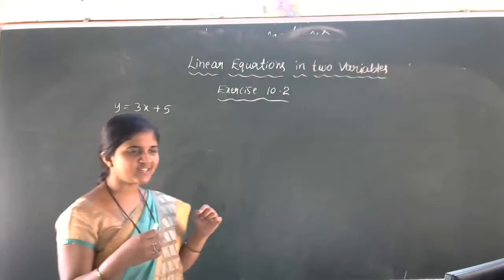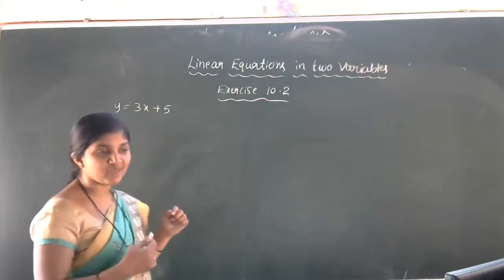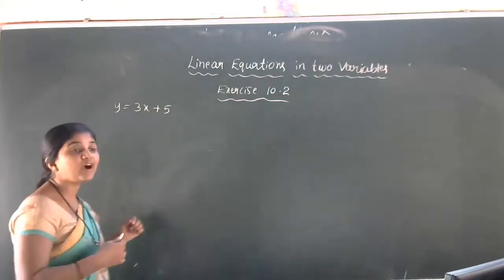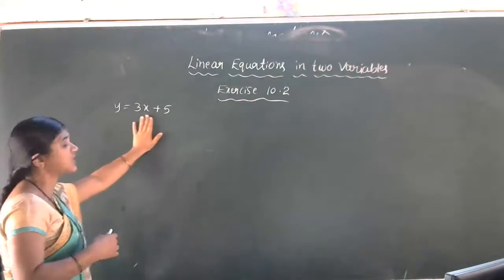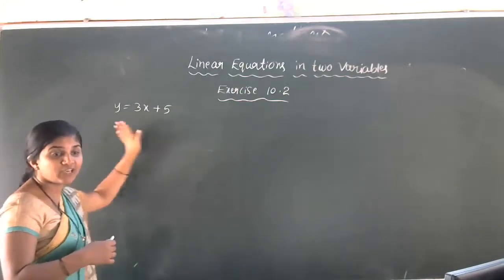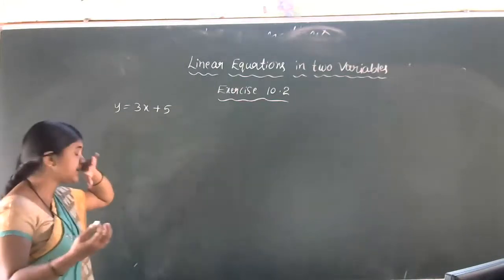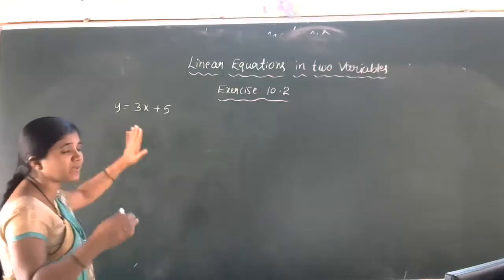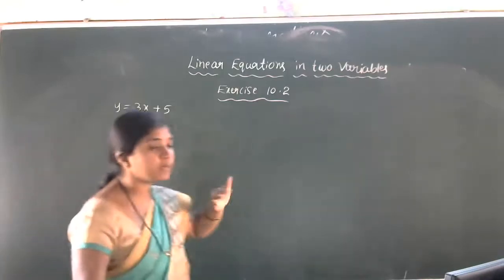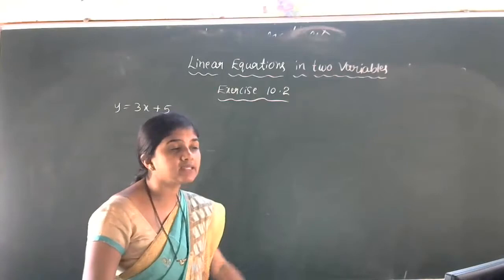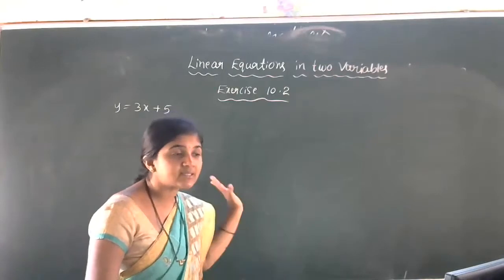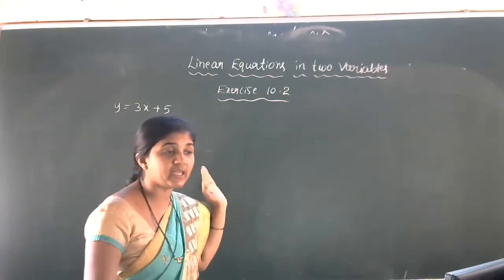Yes, all are sending the message that there are infinitely many solutions. Y is equal to 3x plus 5. See here, this one is very simple. You can find infinitely many solutions because this is a linear equation in two variables.